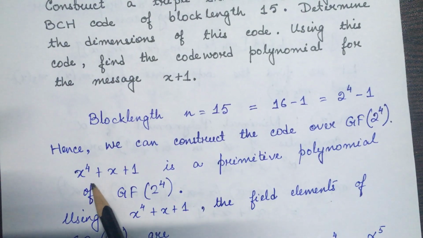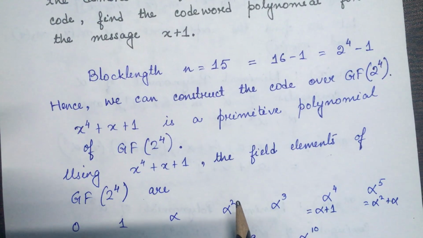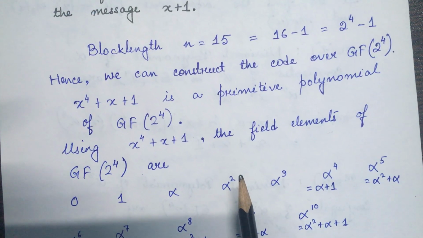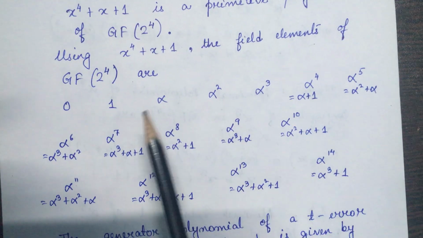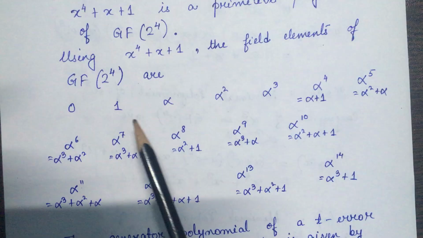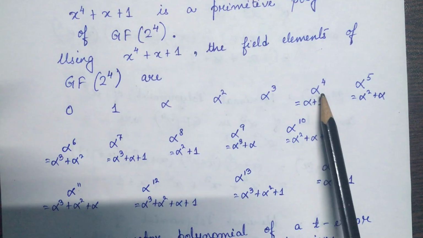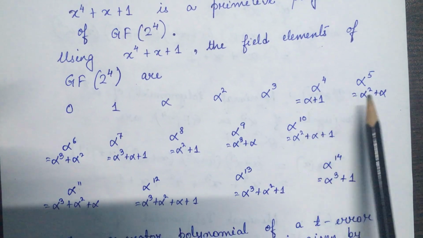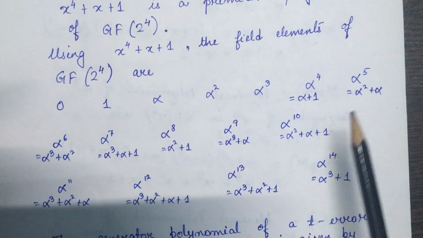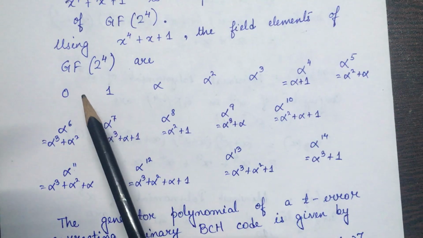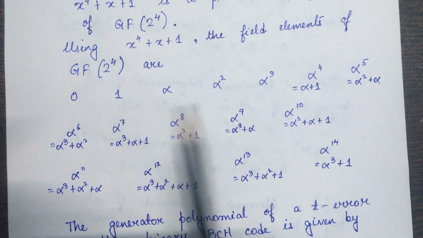Now we know that x to the power 4 plus x plus 1 is a primitive polynomial of the Galois field GF 2 to the power of 4, and using this polynomial we can construct the field elements of GF 2 to the power 4 as this. 0 and 1 will always be present. Then we have alpha, alpha square, alpha cube, alpha to the power 4, that can be replaced by alpha plus 1. Alpha to the power 5 is alpha into alpha to the power 4, so that comes to alpha square plus alpha, and so on. So we have here from 0 to alpha to the power 14 all the 16 elements of this GF 2 to the power 4.